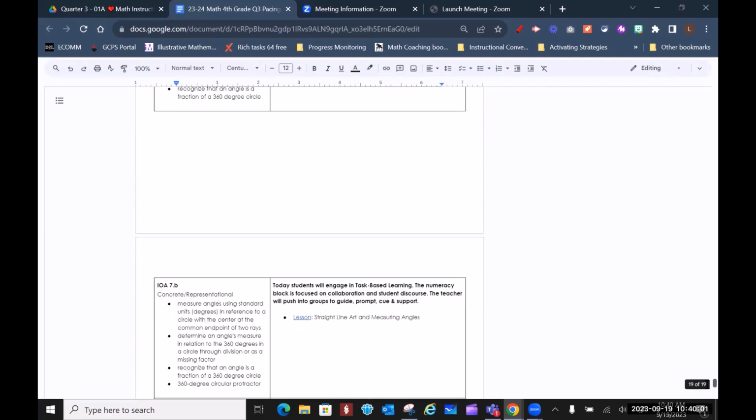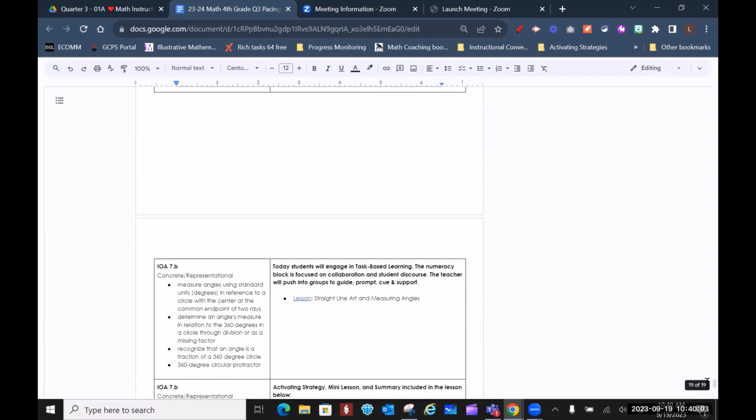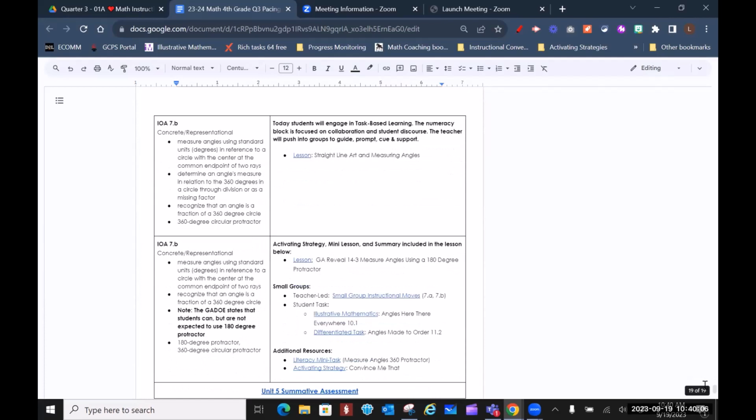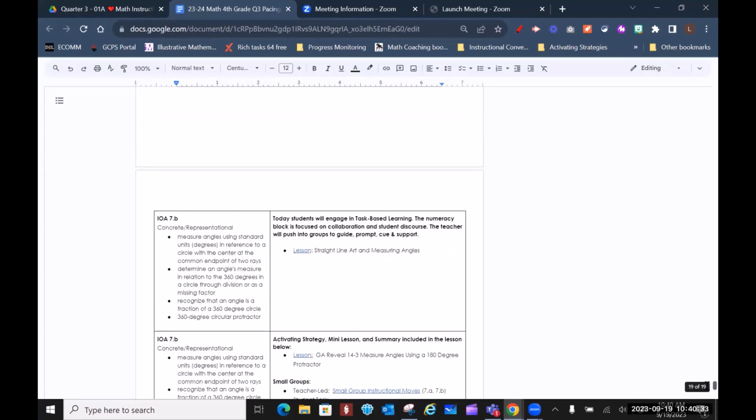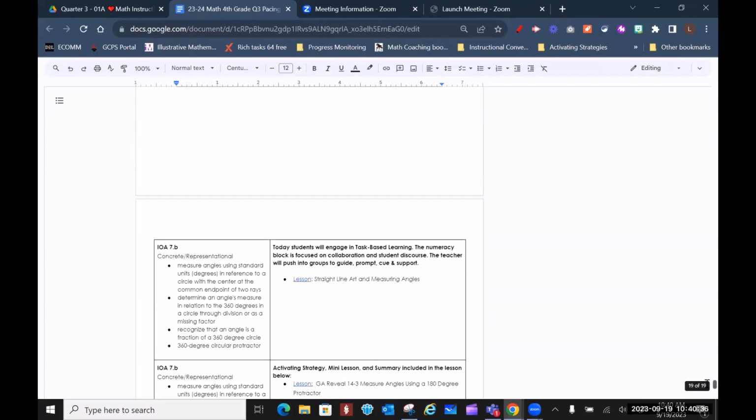You can see that there are some more task-based lessons. And then I want to point out that the very last day, we have a lesson where students can use a 180-degree protractor. But again, you can see the note that Georgia states that students can, but are not expected to use a 180-degree protractor. We did want to have 1 day of that so that students were exposed to a 180-degree protractor.